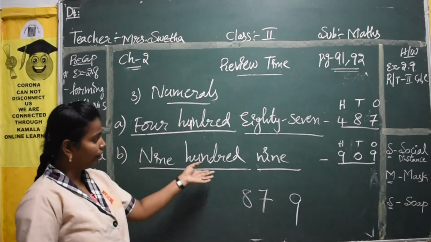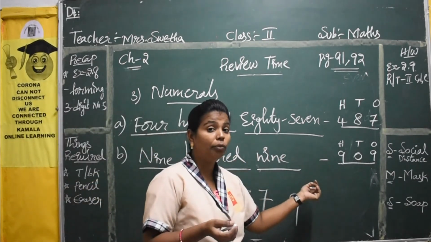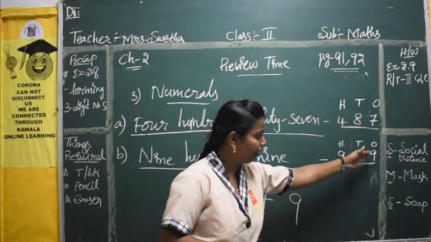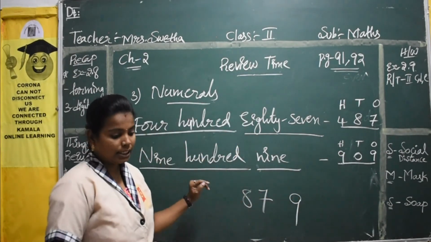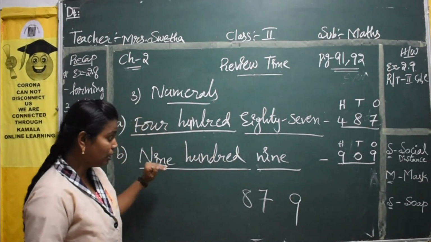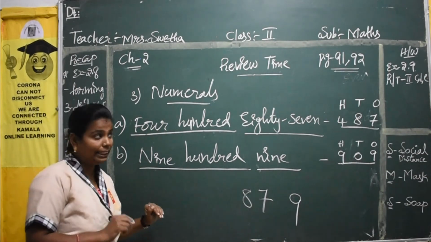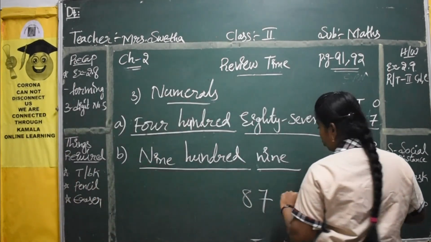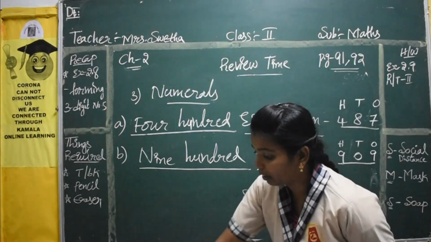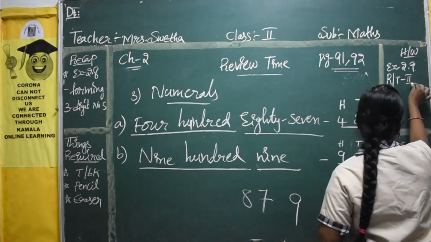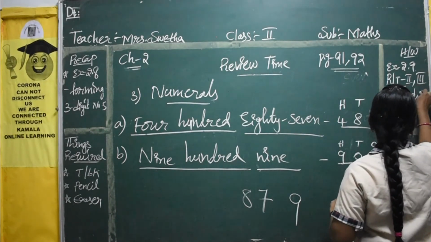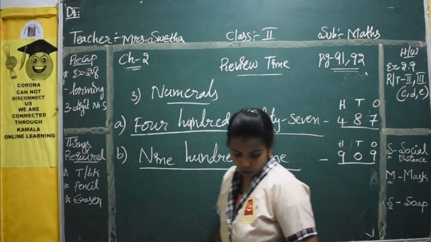See. Now 909. So for 909, what are the digits we get? 909. Yes. I hope everybody has understood this one. Yes. So after this also you have three more problems, C, D, E. Okay. So in this bit also you have C, D, E as your homework. So in review time, in the second bit and third bit you have to do C, D, E as your homework. Okay children.